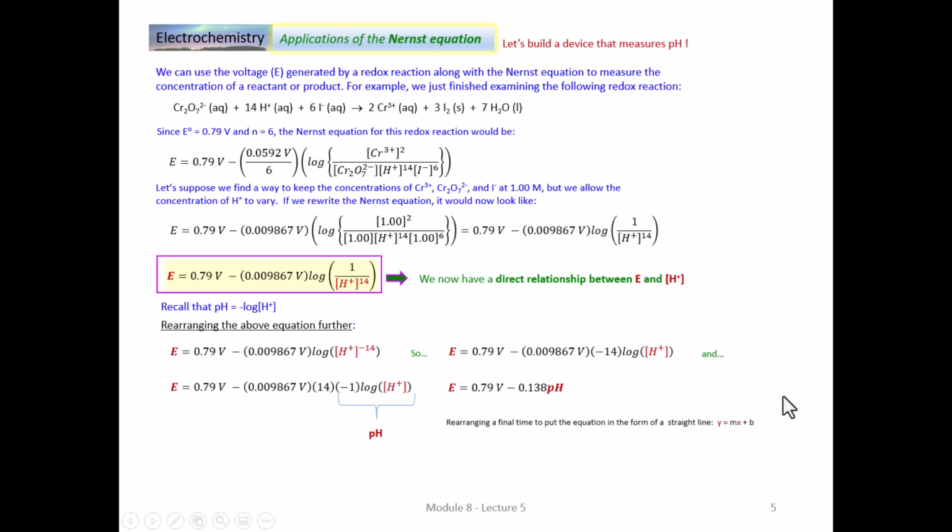Now this is looking a lot like a straight line, and we can rearrange this equation so it looks exactly like a straight line equation. E equals minus 0.138 times the pH plus 0.79. So E here would be the value of y, and pH the value of x. The slope would be minus 0.138, and the y-intercept would be 0.79. So now we have a direct relationship between the measured potential of this reaction and the pH of the solution in which this reaction is taking place.